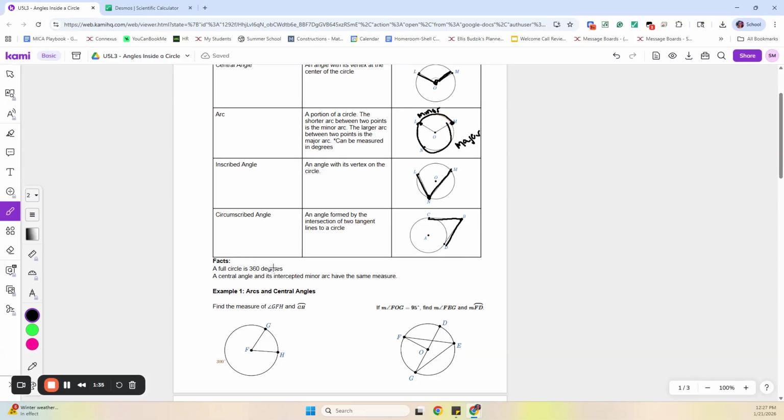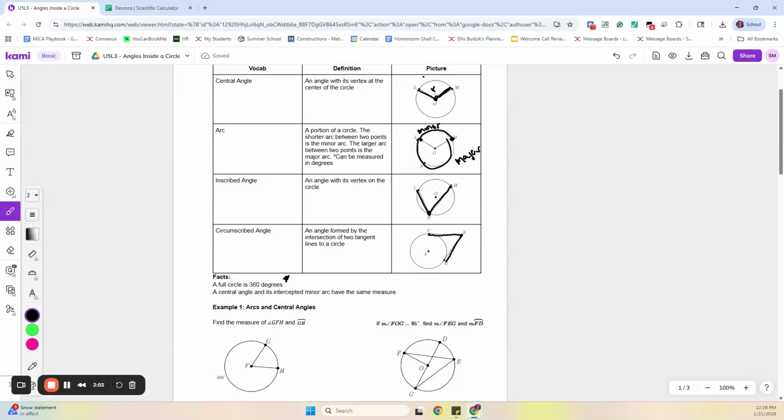Now, some facts that can help us. A full circle is 360 degrees. This is always true. And a central angle and its intercepted minor arc have the same measure. So what does that mean? That means if we know the measure of a central angle, we know the measure of the arc as well. So if this is like x, then the arc right above it that it is pointing to is also going to be x degrees.